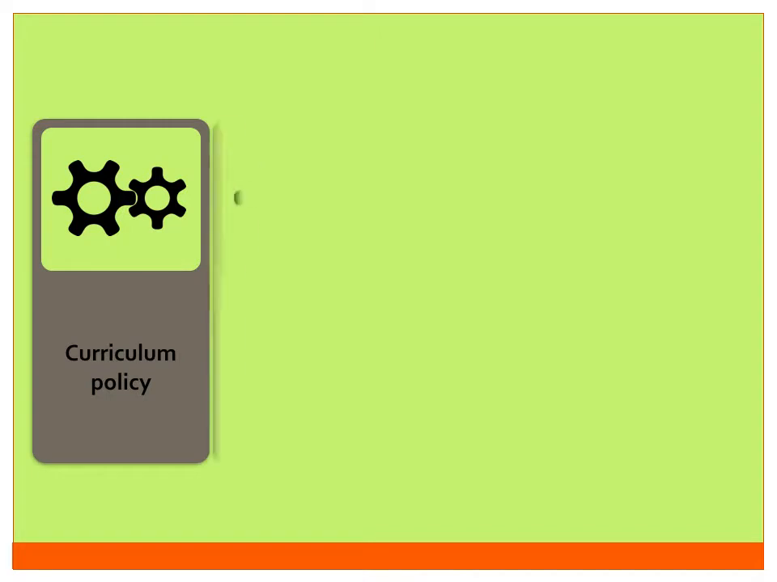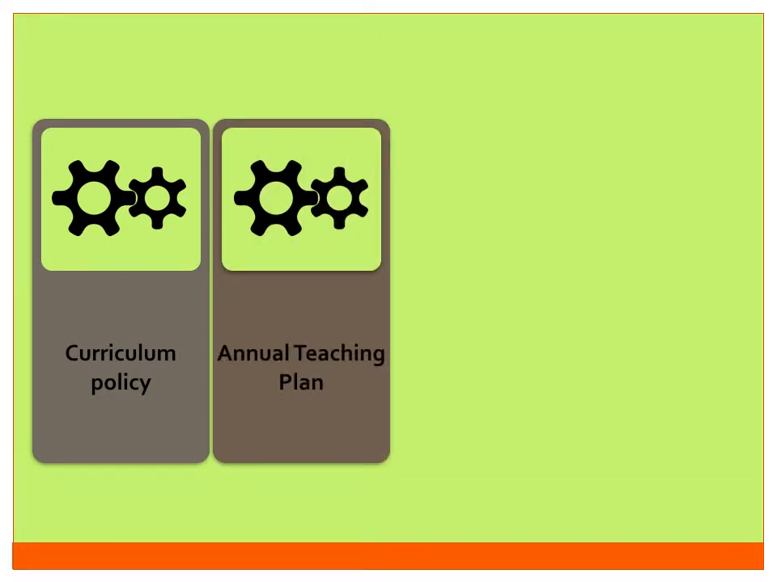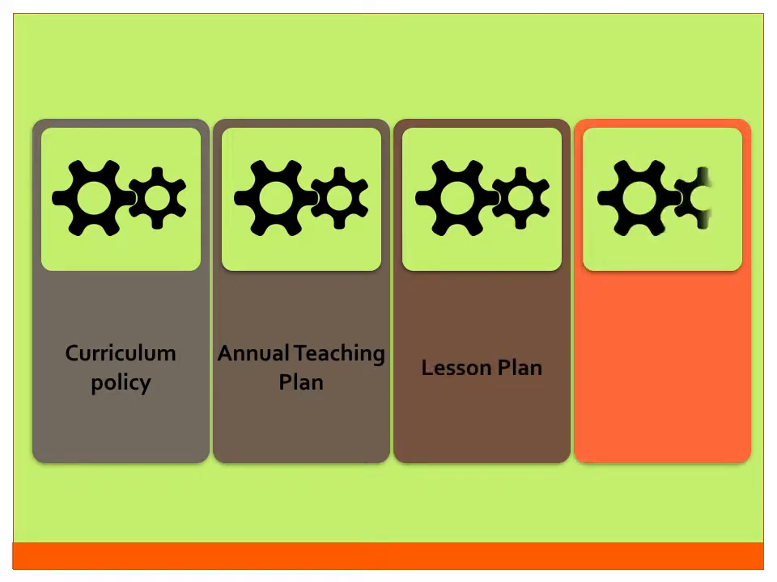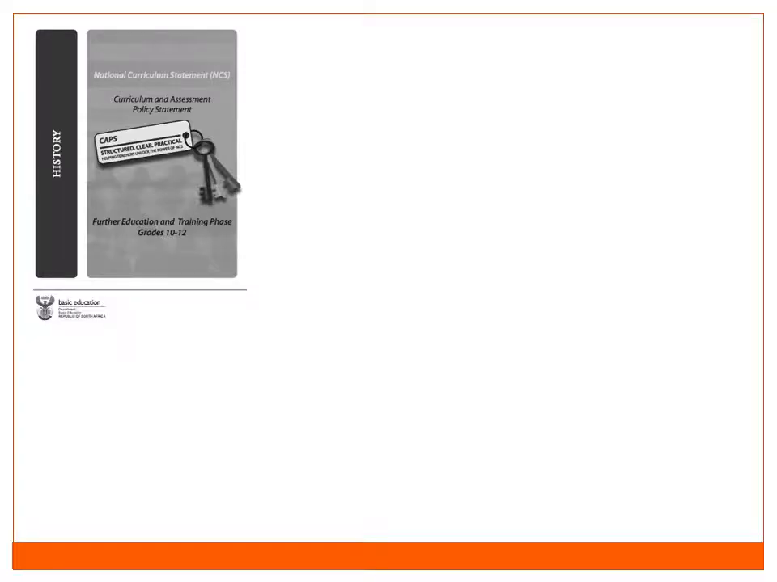So we start with the curriculum policy, the CAPS document that's provided to you for every subject and every grade. From there, teachers need to create their own annual teaching plan, and in some policy documents they do provide you with guidelines. Now the next stage, the lesson plan, is probably your most important aspect. And then of course your implementation and reflection of the lesson to see how you could improve. Now let's start by having a look at the policy document.